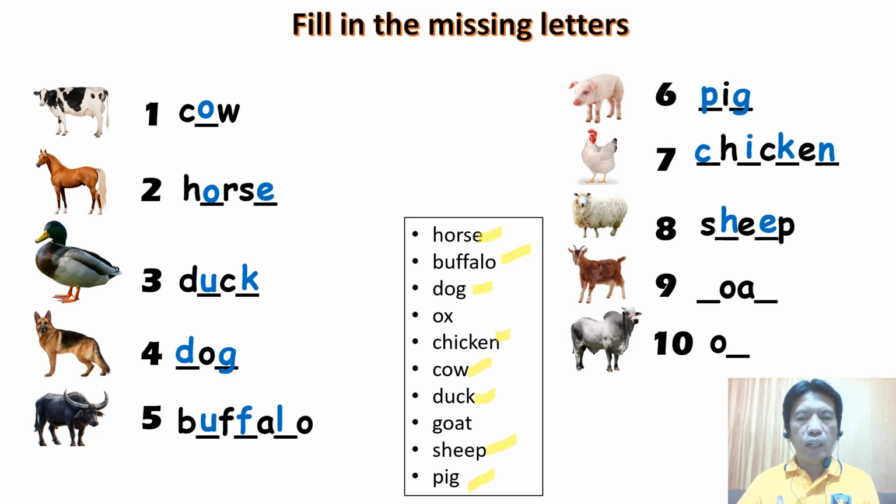Okay, it's here. Number nine, G and T, goat. Okay, it's here. And number 10, X, O-X, ox. Okay, it's here. This was your activity last week.